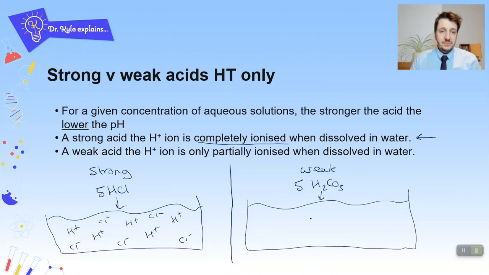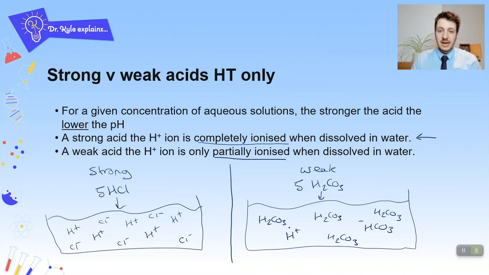Whereas a weak acid, so it's still an acid, so you've got your H plus, and you've got your HCO3 minus, this is carbonic acid, but the rest of them are still going to be H2CO3s. So what this means is even though the concentrations are the same, 1, 2, 3, 4, 1. So there's 5 in here and 5 in here. In terms of the weak acid, it is only partially ionized.